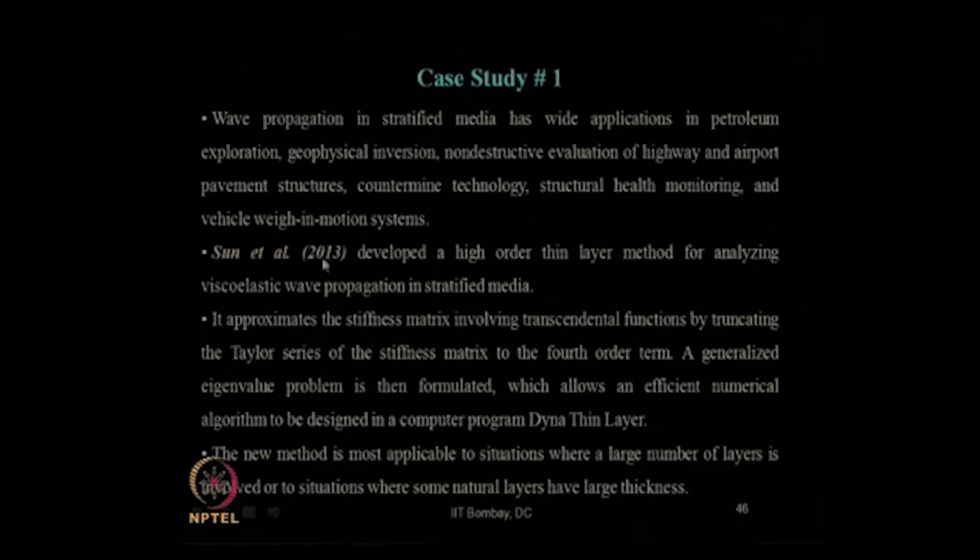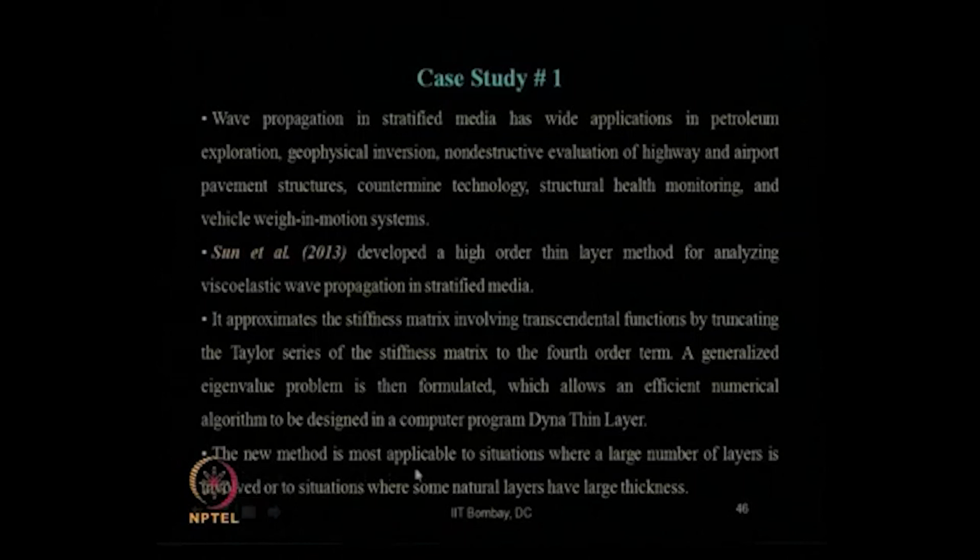In 2013 itself, they developed a high order thin layer method for analyzing viscoelastic wave propagation in a stratified media. What they mentioned is that it approximates the stiffness matrix involving the transcendental functions by truncating the Taylor series of the stiffness matrix to the fourth order term. A generalized eigenvalue problem is then formulated, which allows an efficient numerical algorithm to be designed in a computer program. That is what is used in their paper.